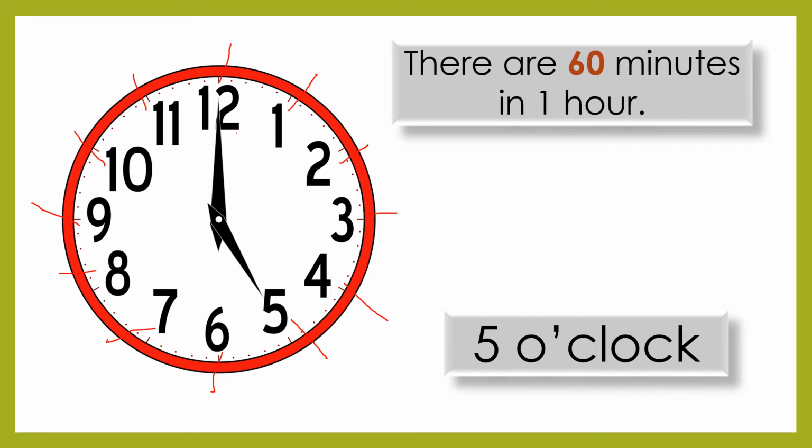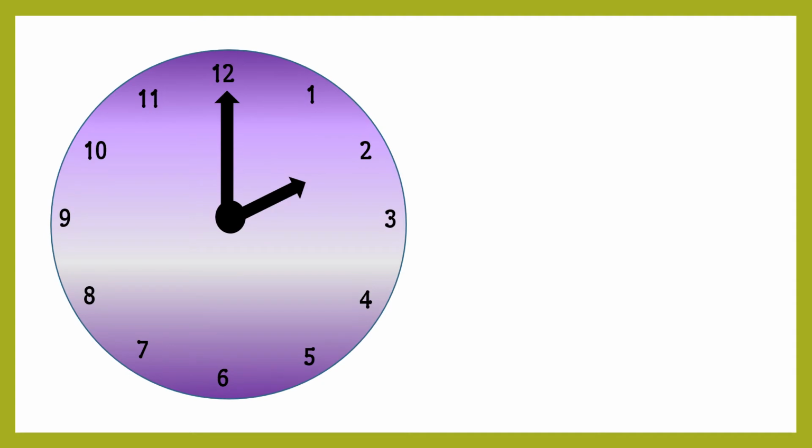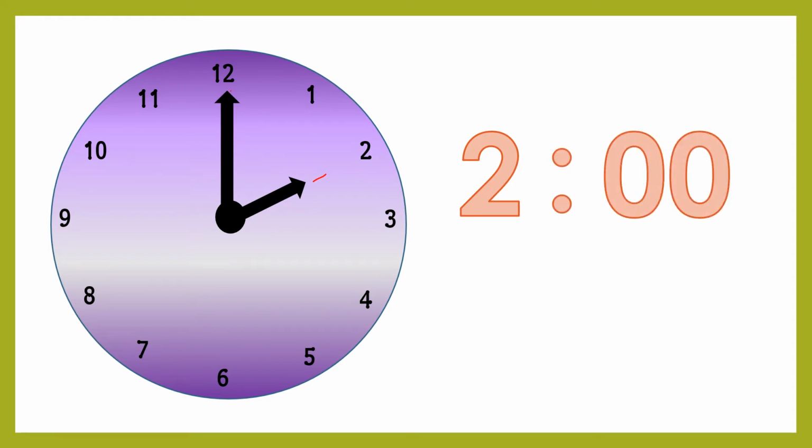Now, let's take a look at the next clock. What do you think is the time? The short hand is pointing to number 2. So the hour is 2. While the long hand is pointing to 12, as I have said, if the long hand is pointing to 12, we will use the word o'clock. So it's 2 o'clock. Now when you write o'clock, use 2:00.